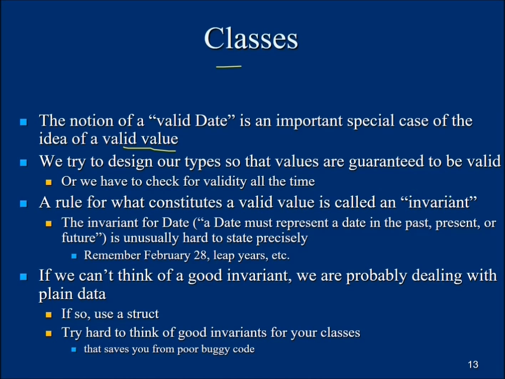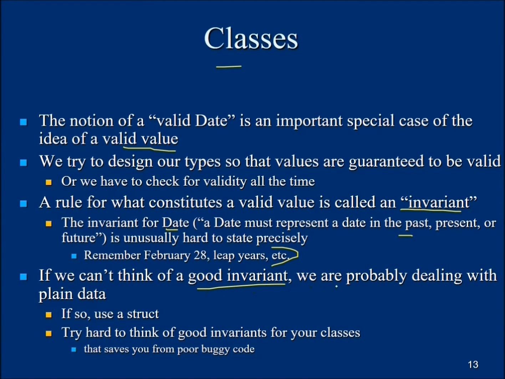So we try to design our types so that values are guaranteed to be valid, so we don't have to check the validity all the time. And the rule for what constitutes a valid value is called an invariant. The invariant for a date, that a date must represent a date in the past, present, or future, is unusually hard to state precisely like this. So we can't think of a good invariant.